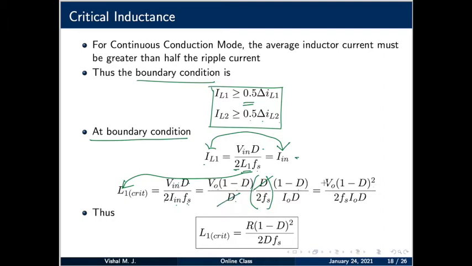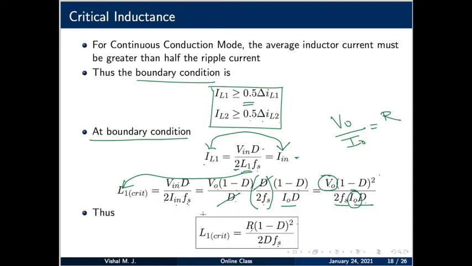V0 is there in the numerator, 2 Fs is there in the denominator, and I0 d is also there. Now, see, V0 is there in the numerator, I0 is there in the denominator. What is V0 by I0? Output voltage by output current, that is nothing but the load resistance R. So V0 by I0 becomes R into 1 minus d square by 2 d Fs. So this is the critical inductance of inductor 1.